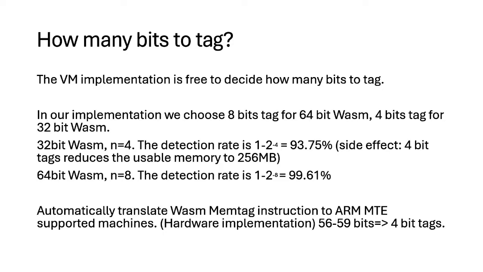Plus, it will automatically translate WASM memtag to ARM MTE supported machines, like my Google Pixel 9. So you will use the hardware implementation by tagging the top bits, 46 to 49, like ARM MTE does, for 64-bit WASM. For 32-bit, just directly shift the 4-bit tags to that bit position. So we have 4-bit tags when your machine supports ARM MTE. Even in the future, if x86 supports that, we can just directly use their tag. It doesn't necessarily have to be 4 bits. Maybe they use 8 bits here.